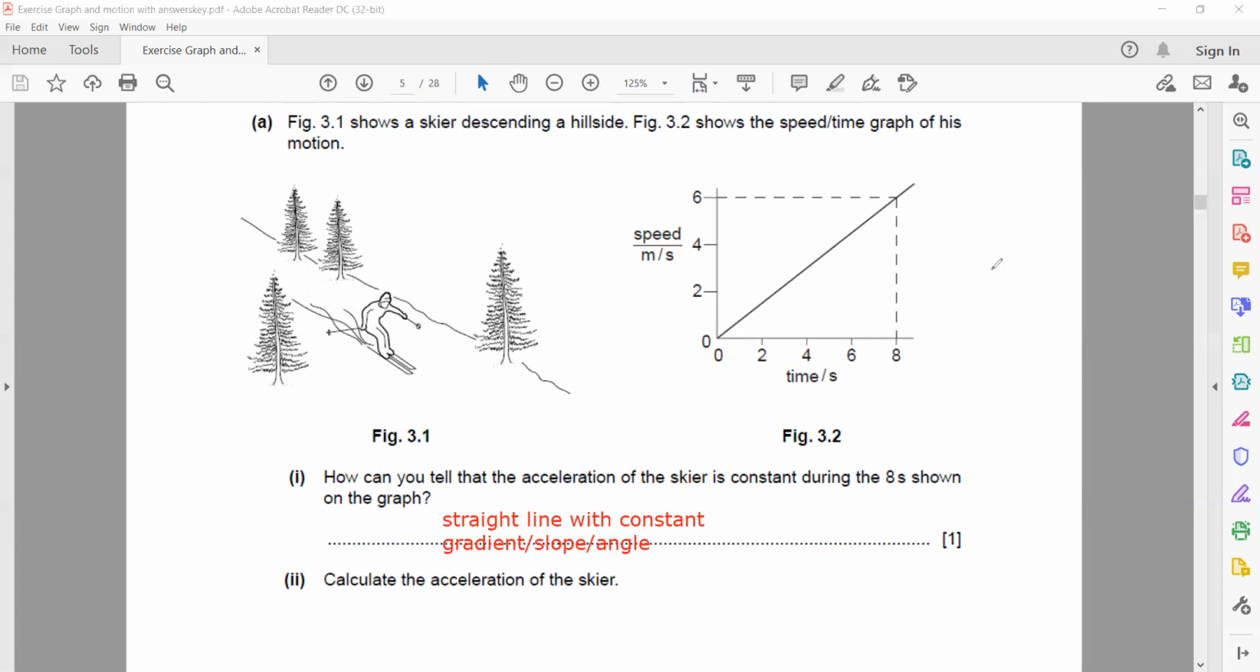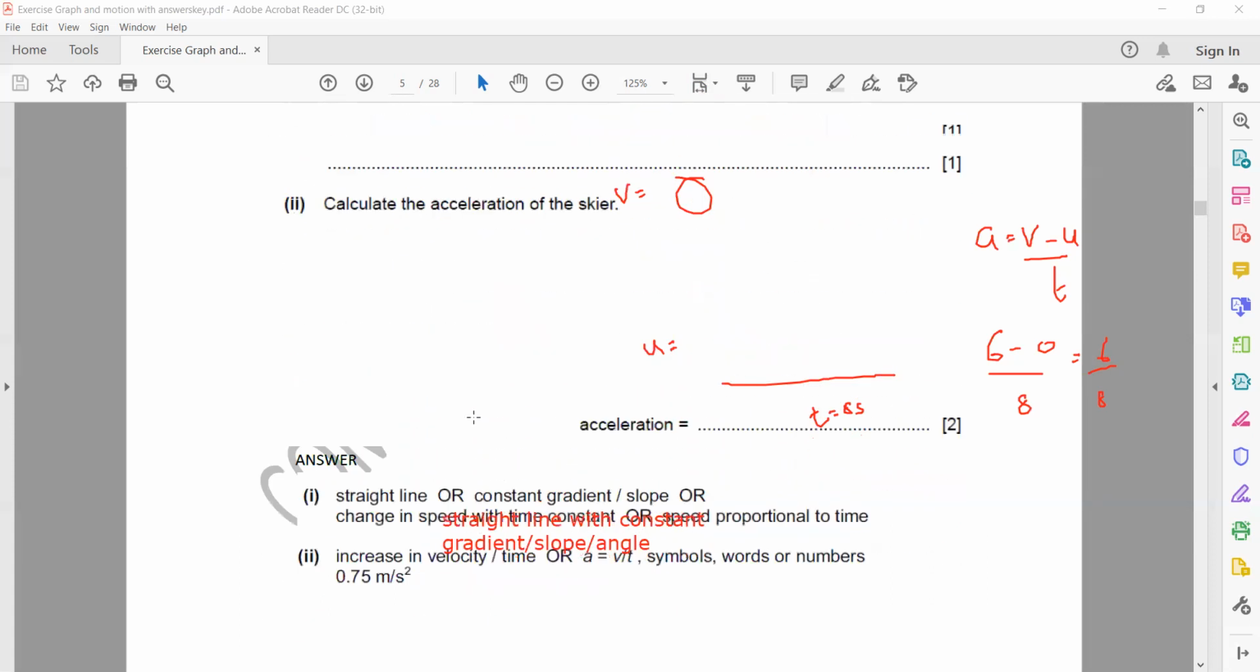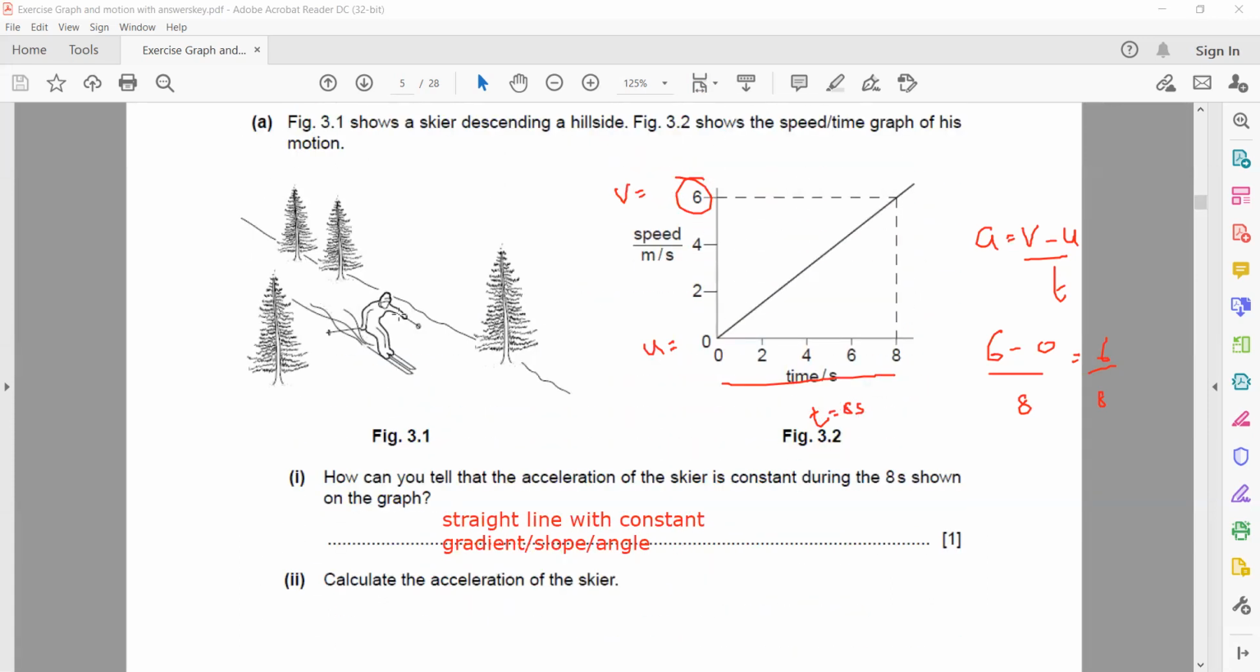Again, it's a straight line. So when it's a straight line, we can use the formula that acceleration is the final velocity minus the initial velocity, divided by time. So the final velocity is 6, the initial velocity is 0, and the time interval is 8 seconds. So the change in the velocity, 6 minus 0 divided by 8, is 6 by 8, which comes out as 0.75 meter per second square.